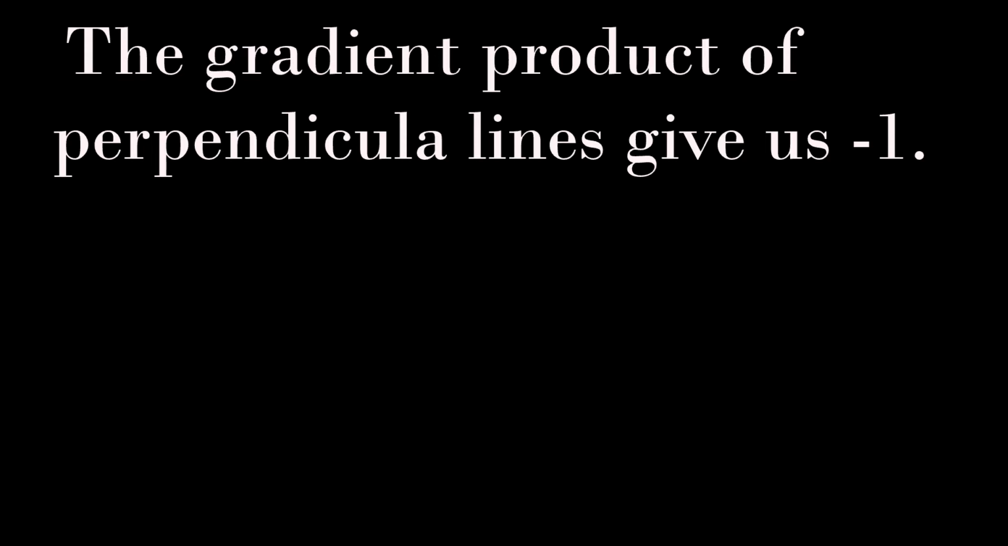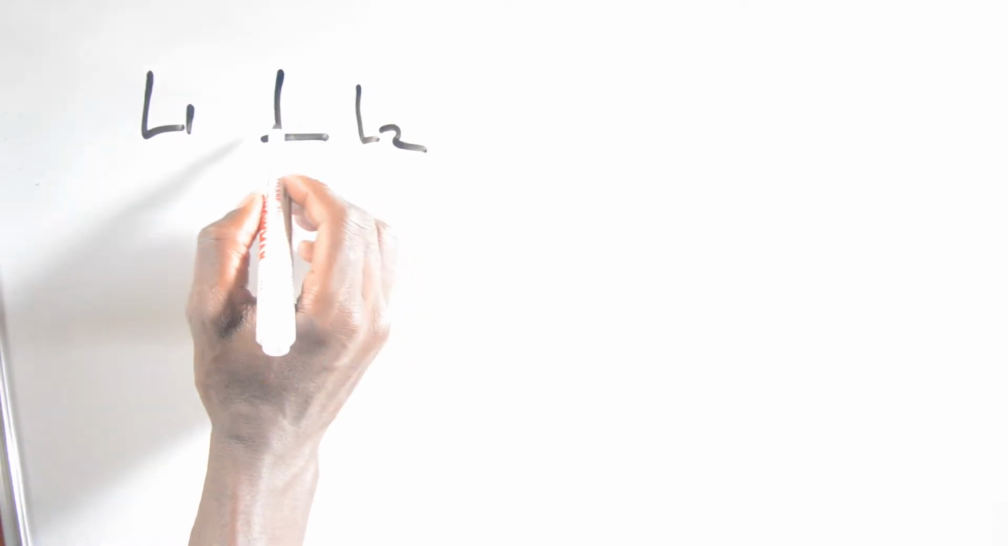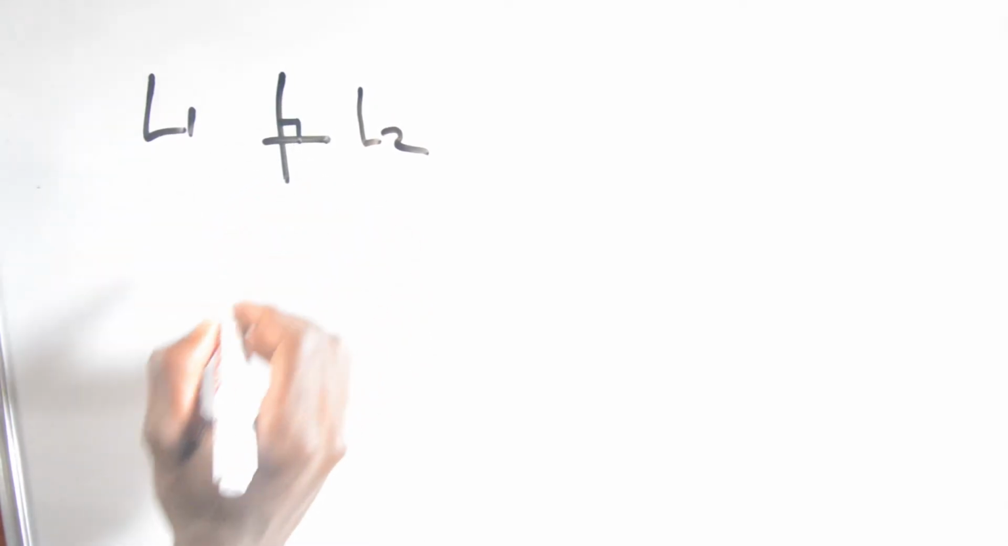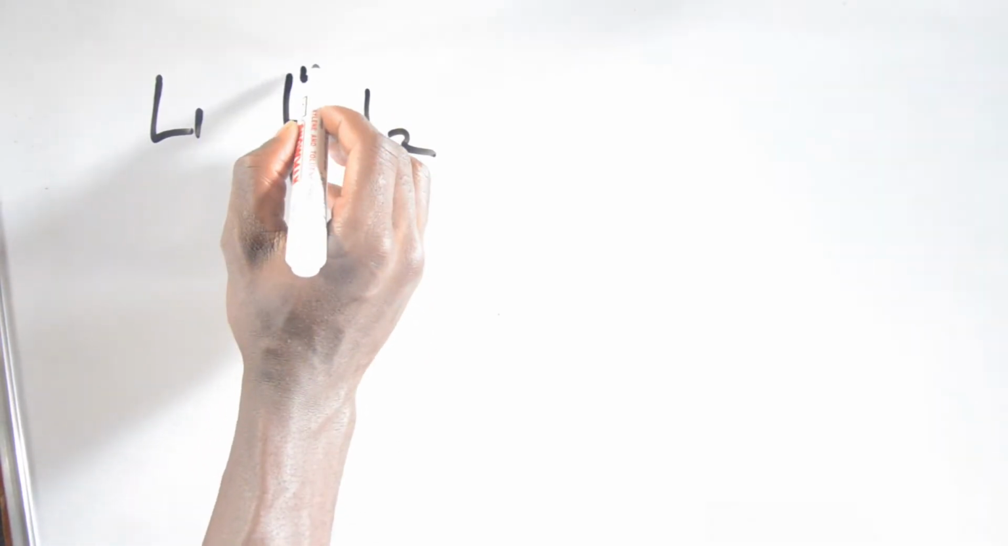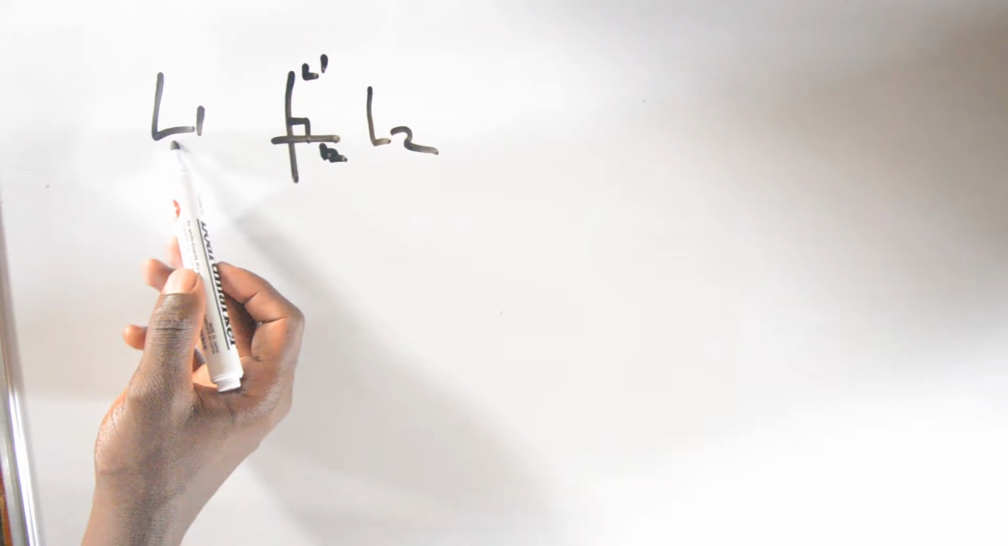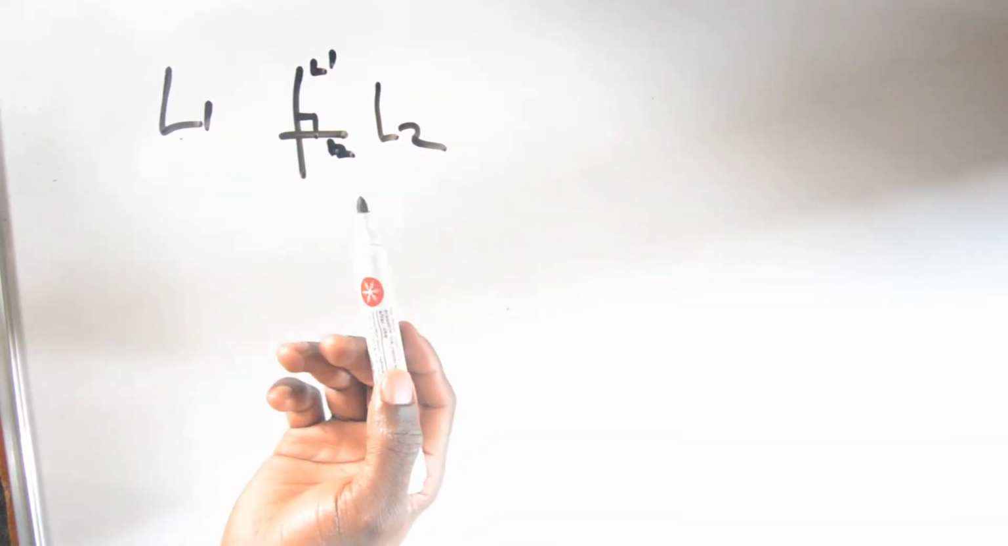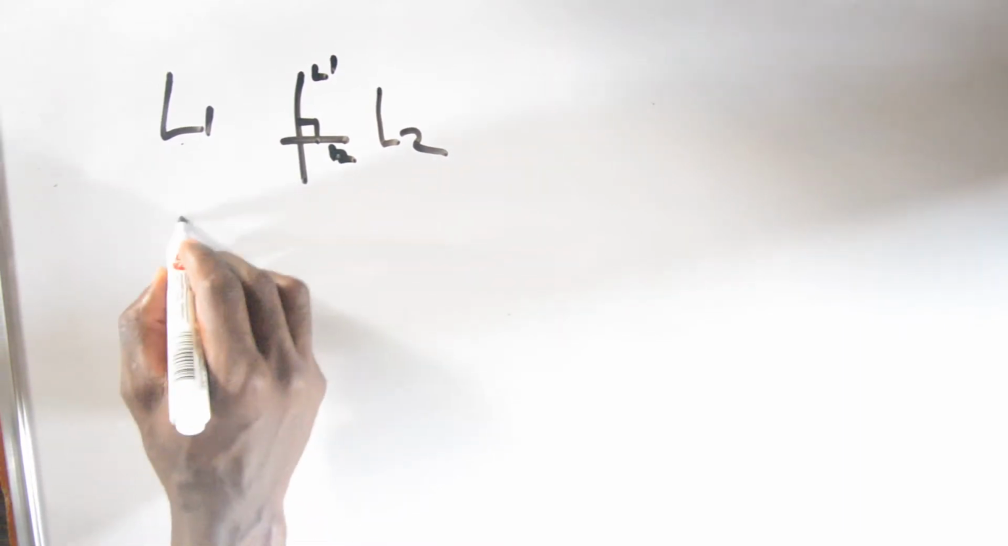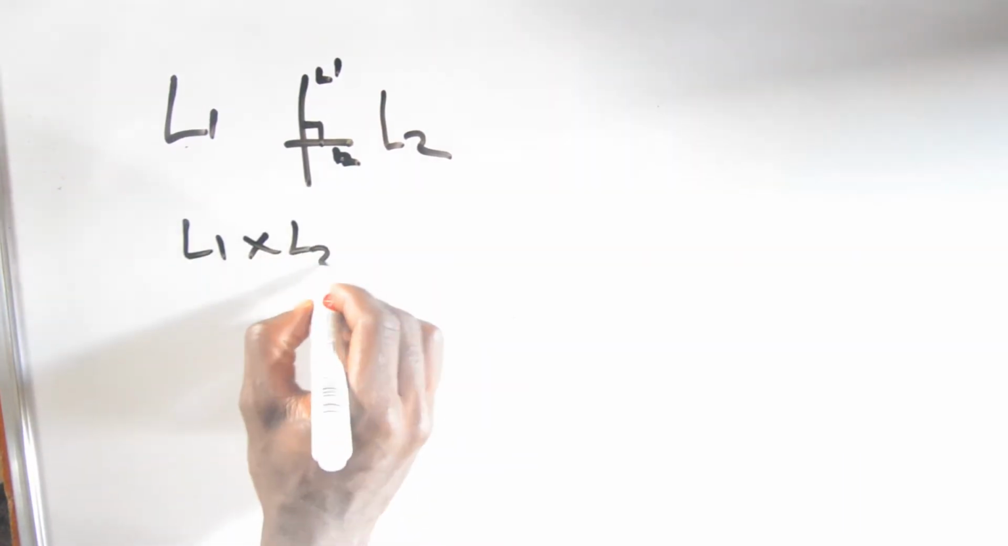By this I mean when L1 is perpendicular to L2. This means this line and this line form an angle. This is L1 and this is L2. When they meet, they form 90 degrees. So when L1 and L2 are perpendicular to each other, when you multiply the gradient of L1 times the gradient of L2, it will give you -1.